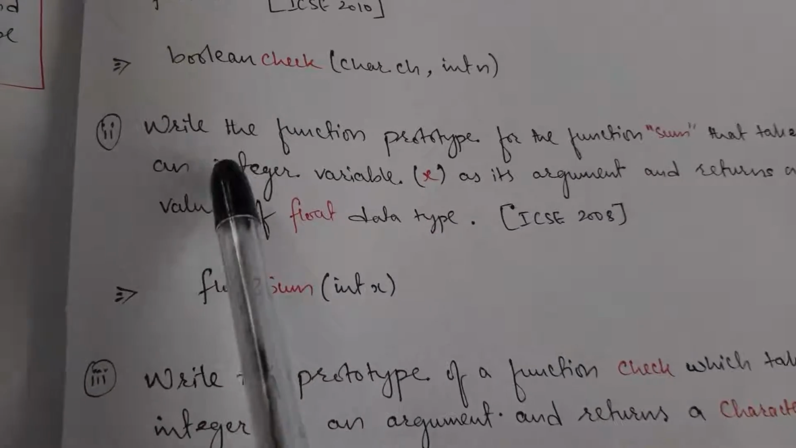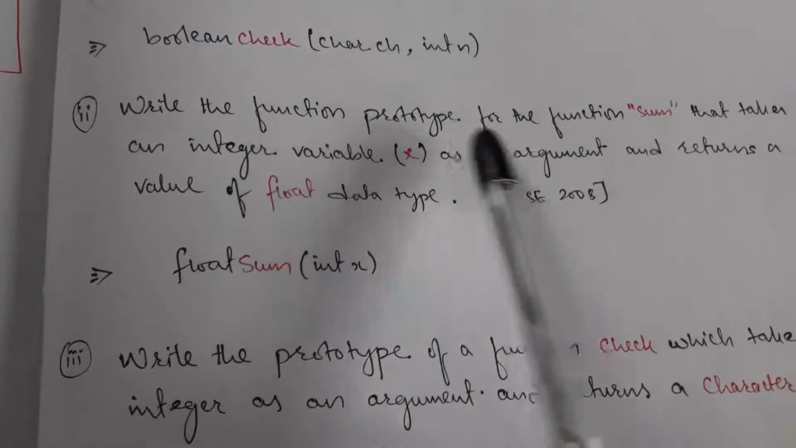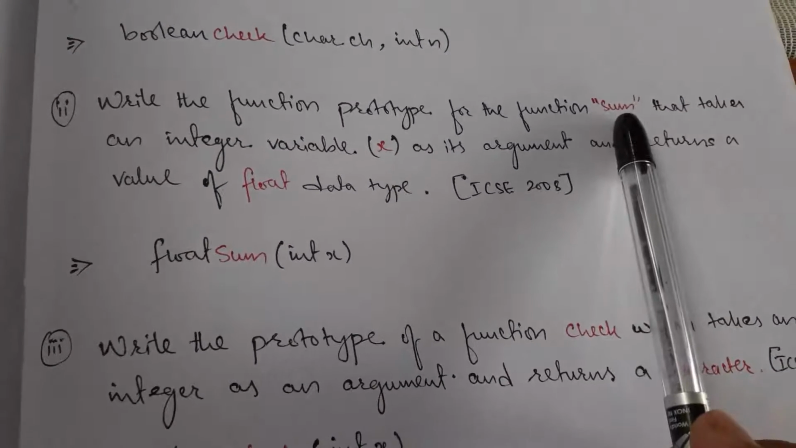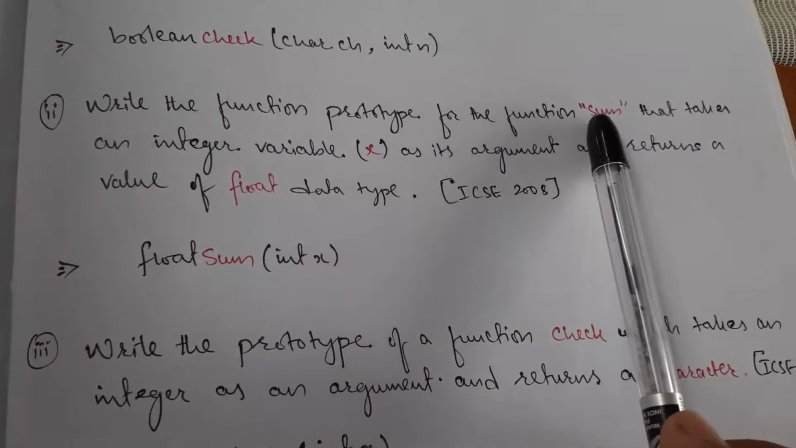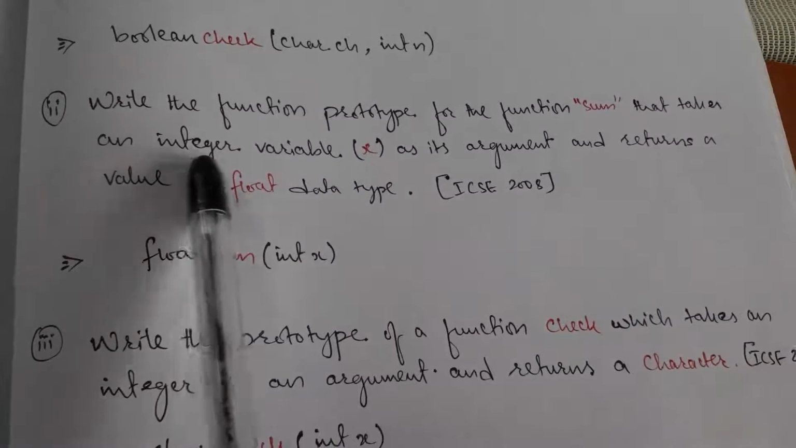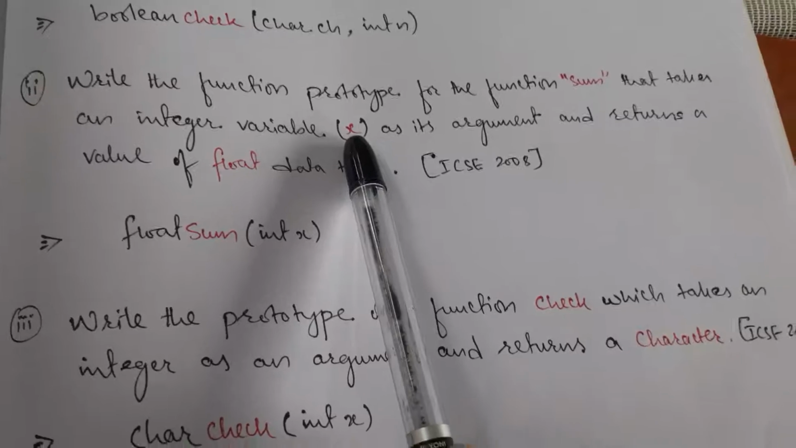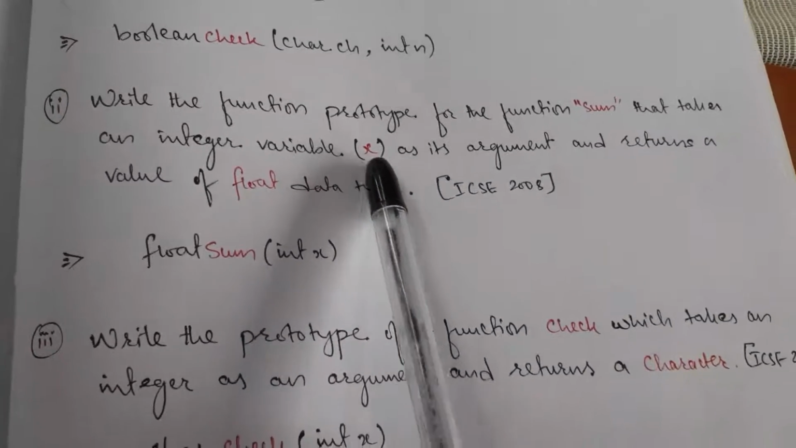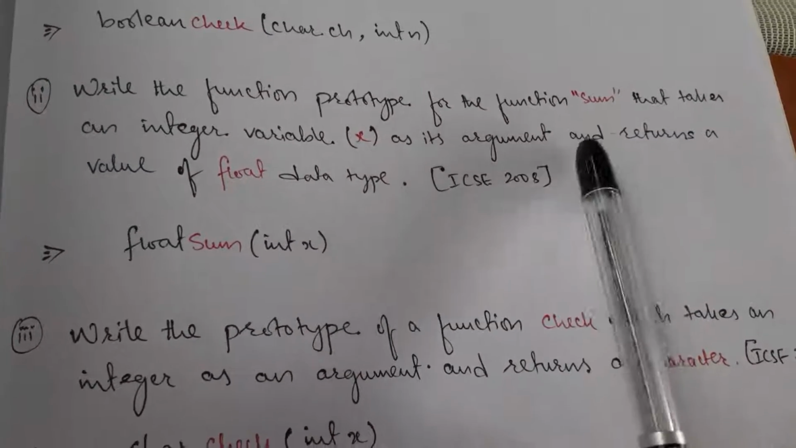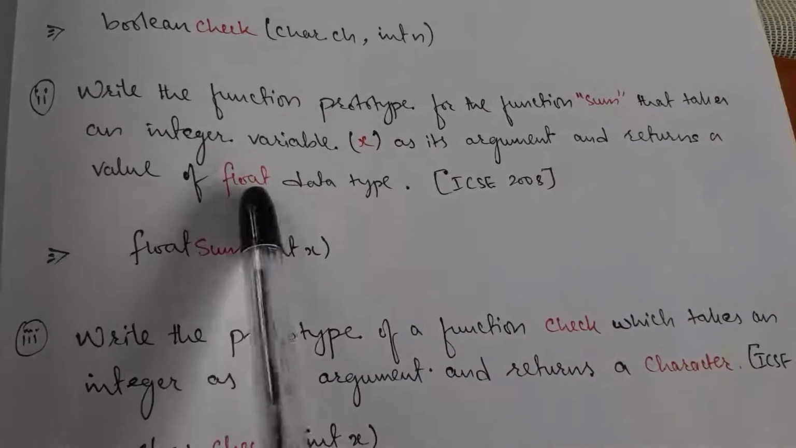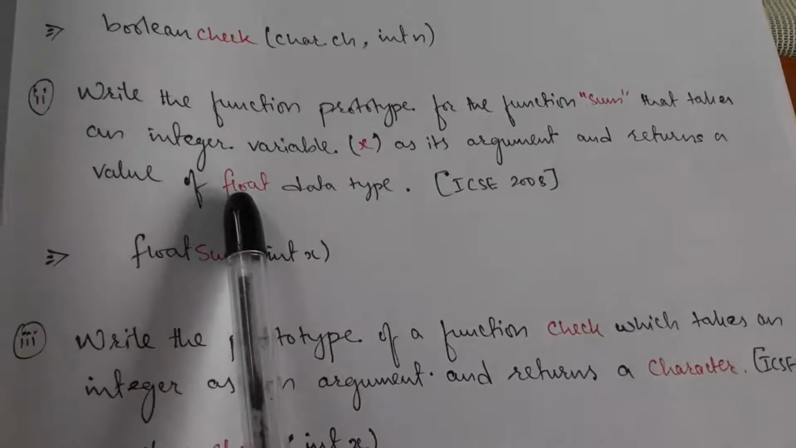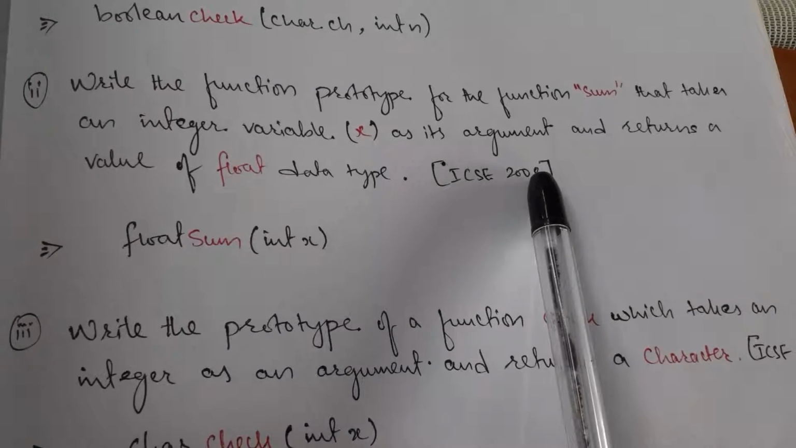Similarly, now the second question: write the function prototype for the function sum. The name of the function or method is sum that takes an integer variable x, so the name of the variable is also mentioned here, x, as its argument and returns a value of float data type. So the return type is float. It came in 2008.